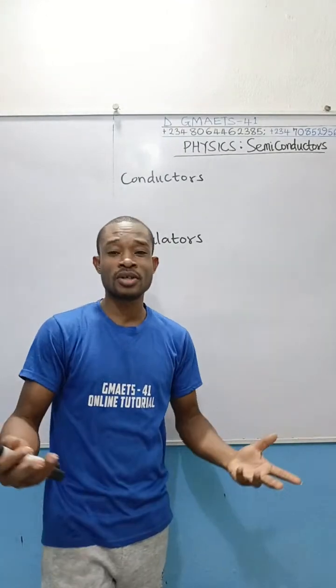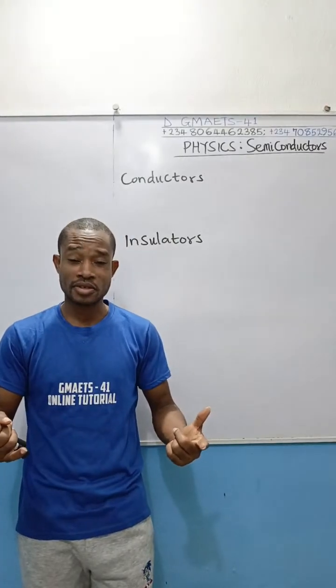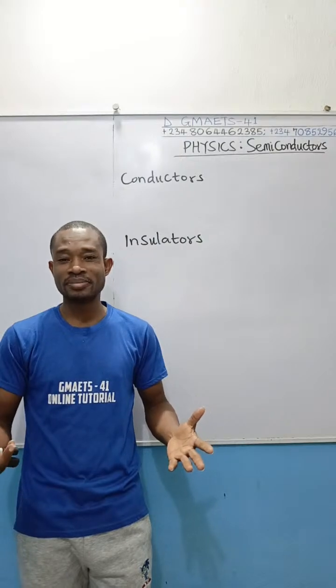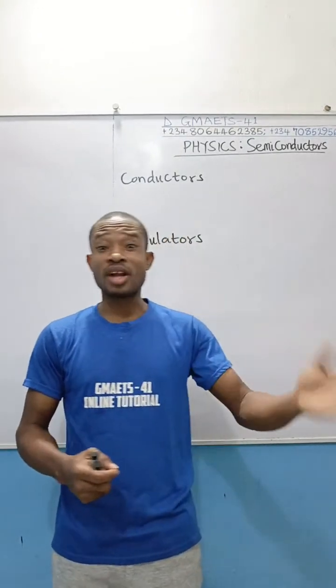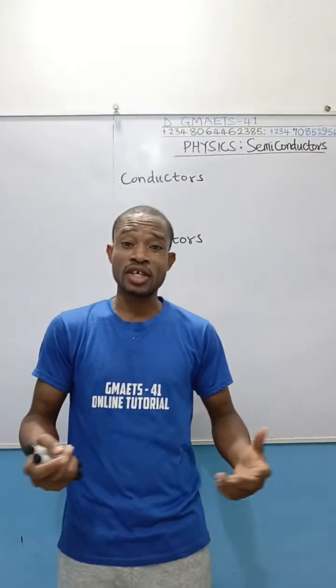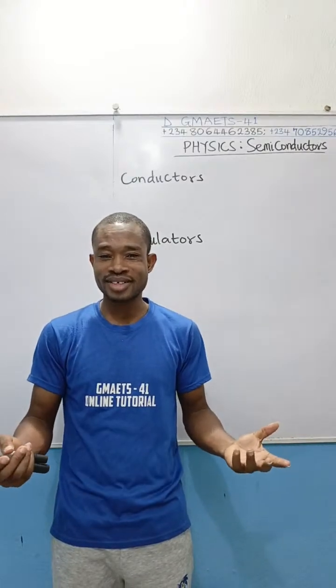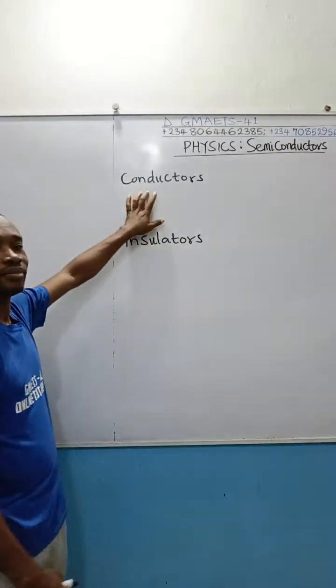Good examples of conductors include metals, like copper, silver, iron, aluminium. What about electrolytes? Electrolytes, where you talk about maybe copper II sulfate, where you talk about sodium hydroxide. These are conductors.